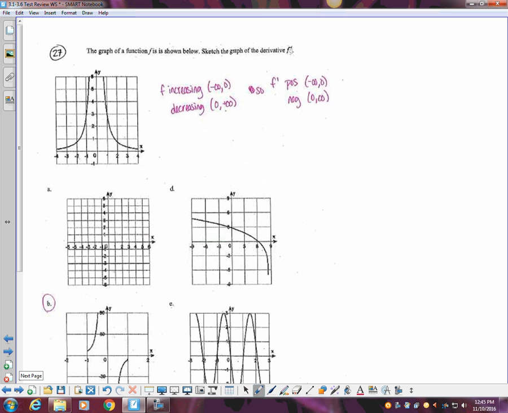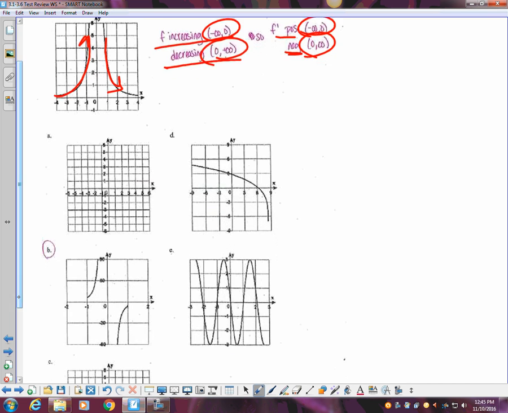27, I've got increasing, and then I've got decreasing. So I'm increasing from negative infinity to 0. I don't know if it actually gets to 0. Decreasing from 0 to positive infinity. So f prime needs to be positive where I'm increasing and negative where I'm decreasing. So positive just means above sea level. So positive here and negative here. And that's the only one that does that.